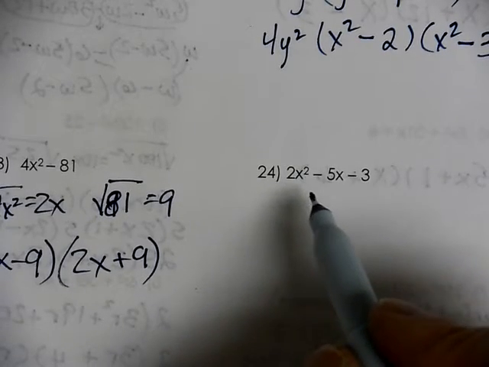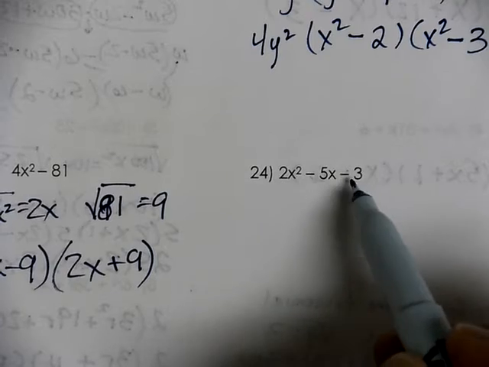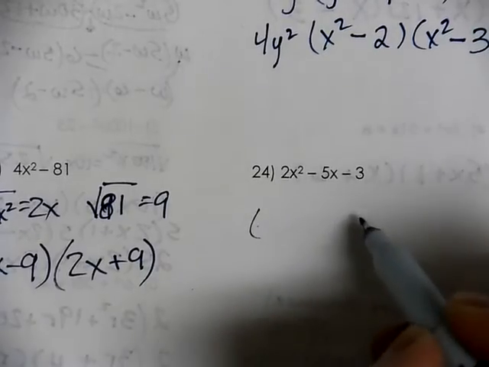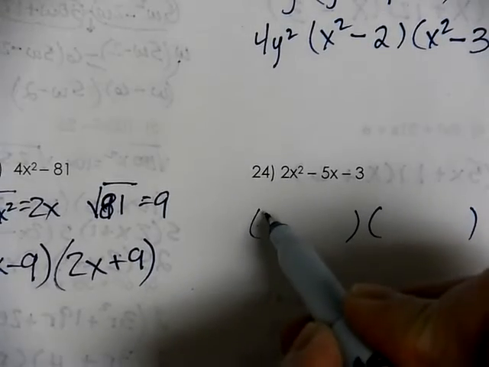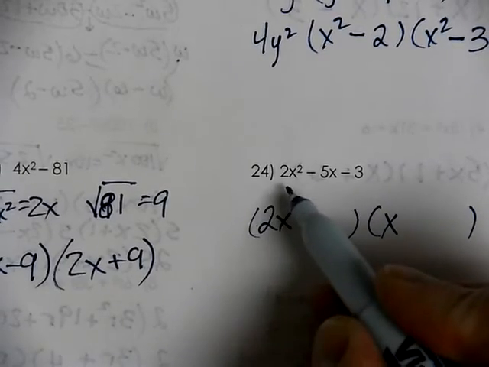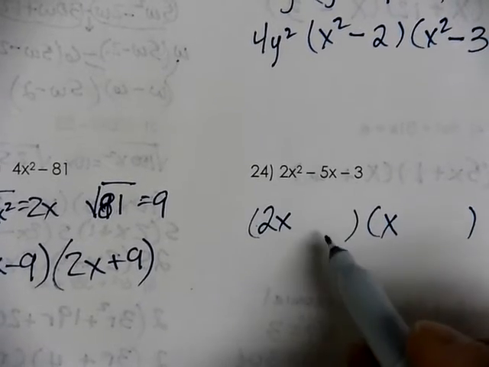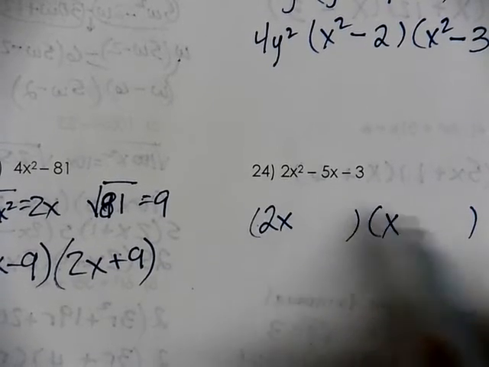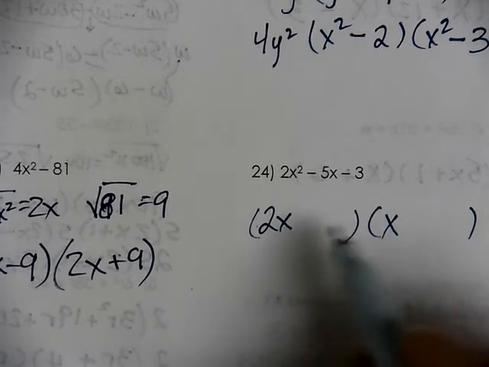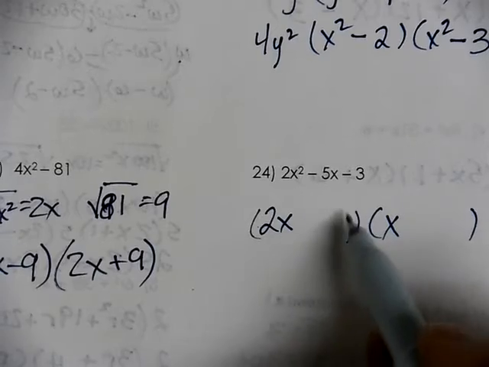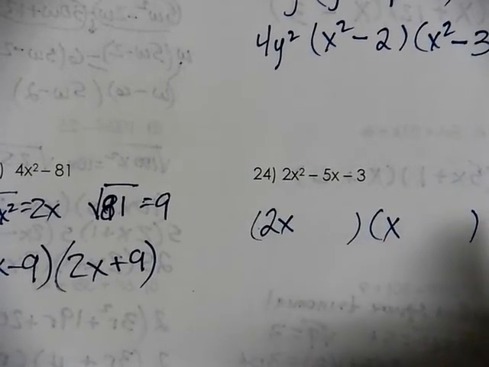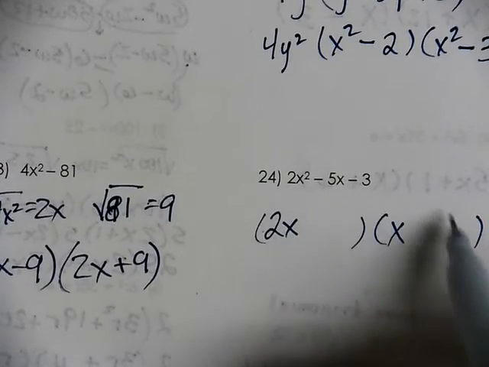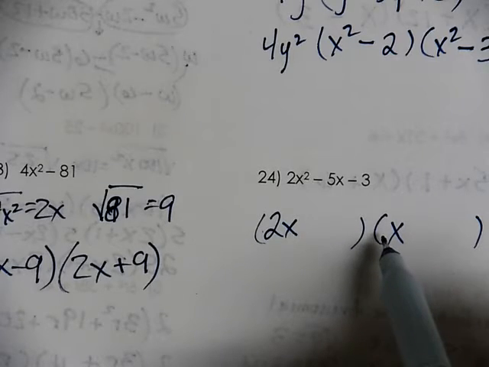Now this one's a great one to guess and check on because both numbers, the first and the third number, are prime numbers. So we know the first number is going to be 2x and x, because that's how you multiply to be 2x squared. We know the last numbers are going to be 3 and 1. We just don't know if the 3 goes with the 2, 3 and 1, or is it 1 and 3? Well, let's try it. If this was the 2, actually the 1, that would be 2 times 1 and 3. That could almost work.